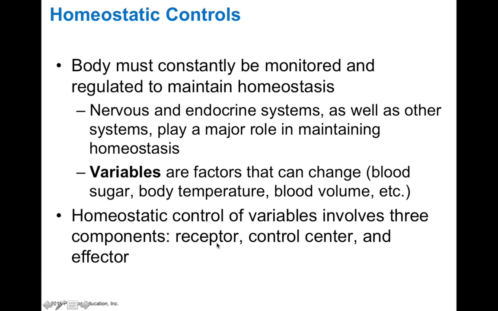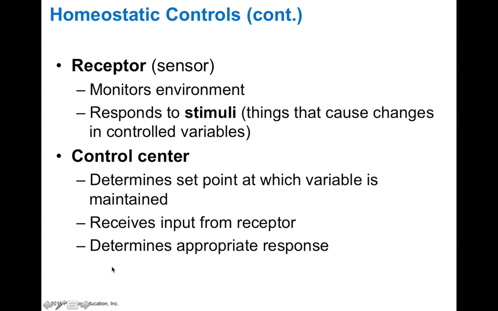Now, homeostatic control of those variables requires three essential components. We need to have a receptor, which actually picks up information or stimuli. We have to have a control center, which is like the processing center of this evaluation. And then an effector, which actually carries out the response. So receptors are the sensors. And then what they do is they monitor the environment, either outside of your body or inside of your body. And these receptors can respond to stimuli.